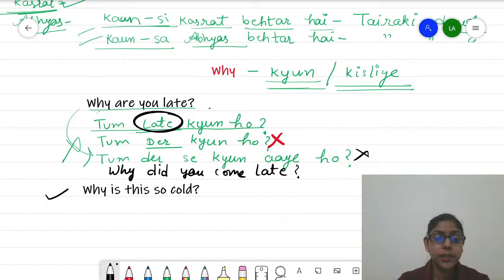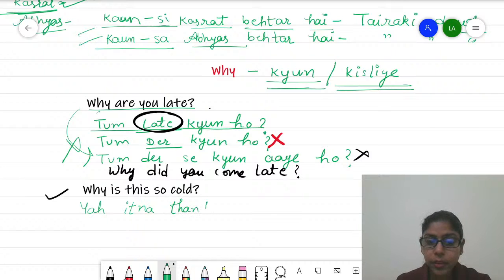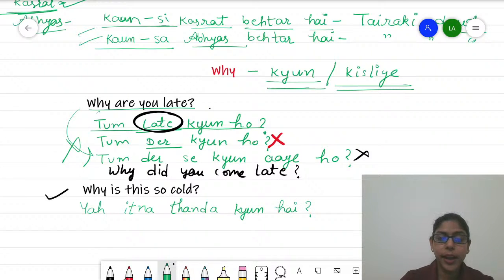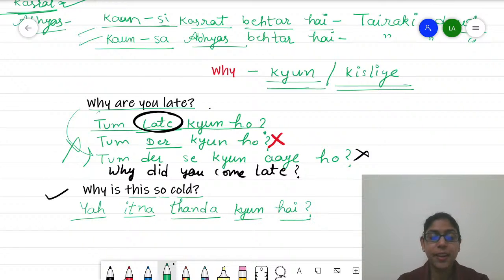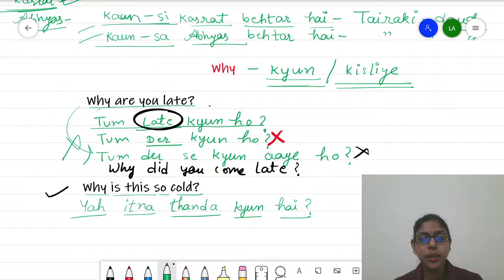Okay, so next example, we'll see why is this so cold? This is simple. यह इतना ठंडा क्यों है? यह इतना ठंडा क्यों है? This for यह, इतना for so, ठंडा for cold, क्यों है? Why is this so cold? यह इतना ठंडा क्यों है? This is very simple. So we'll move to the next word quickly.